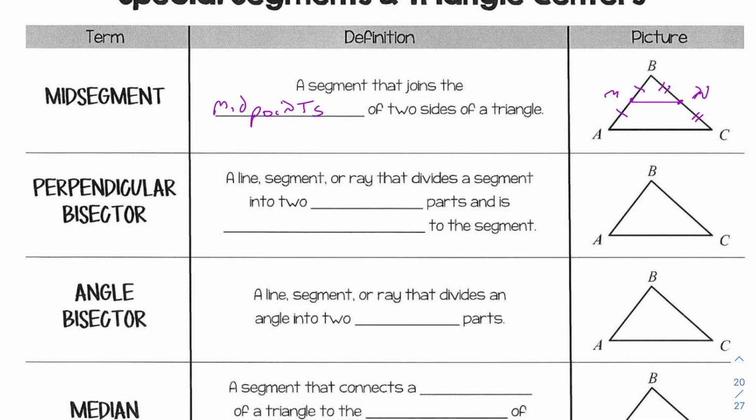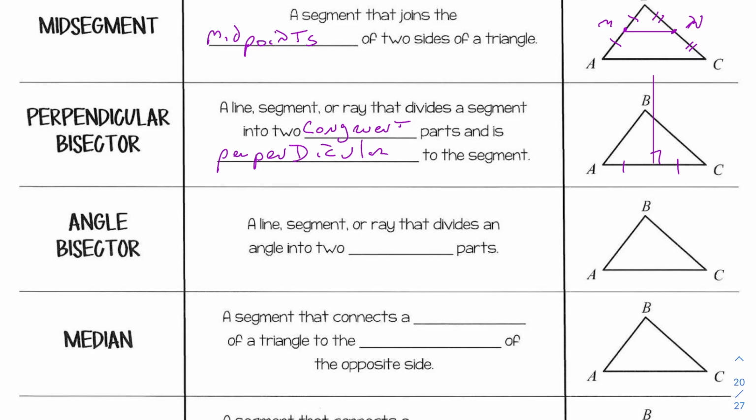Perpendicular bisector. It's a line segment, ray, or line that divides a segment into two congruent parts and is perpendicular to the segment because it meets it at a right angle. Something like that. We do not expect a perpendicular bisector to hit the vertex of the other side. An angle bisector divides an angle into two congruent parts. Something like this. Congruent angles.